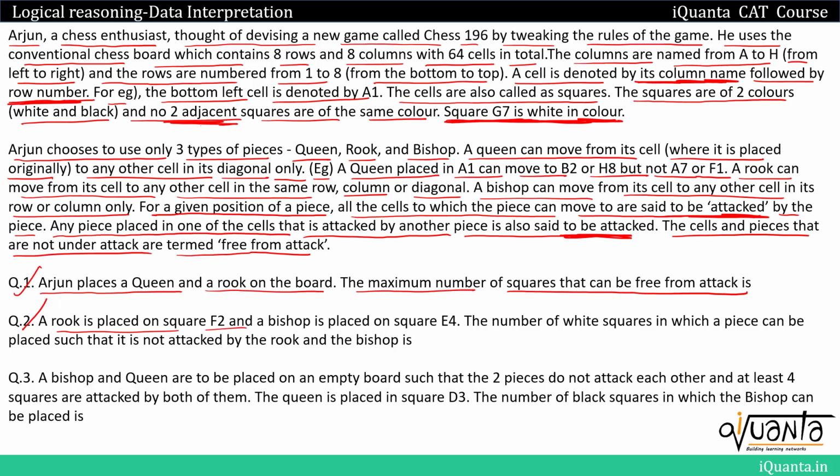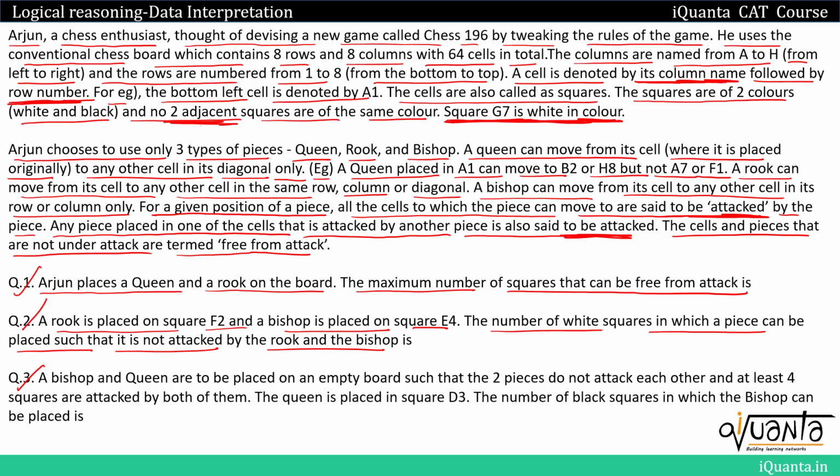Second one: a rook is placed on square F2 and a bishop is placed on square E4. The number of white squares in which a piece can be placed such that it is not attacked by the rook and the bishop is. So we simply have to place the pieces on the given positions. We'll see all the cells they can attack and we'll count those white squares that cannot be attacked by these pieces. Similarly, we have the third one.